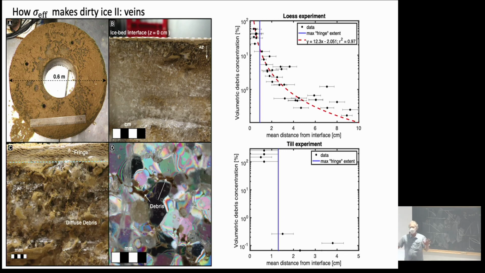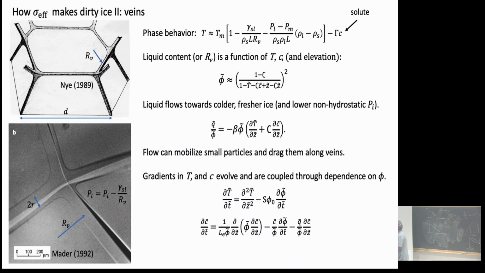So sometimes dirt manages to find its way into the ice for this material. For this material, it didn't. Okay, so can we understand that? That's another way of getting ice up there.